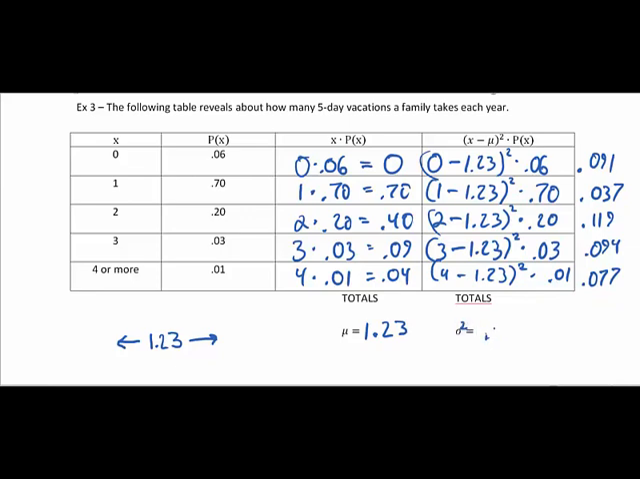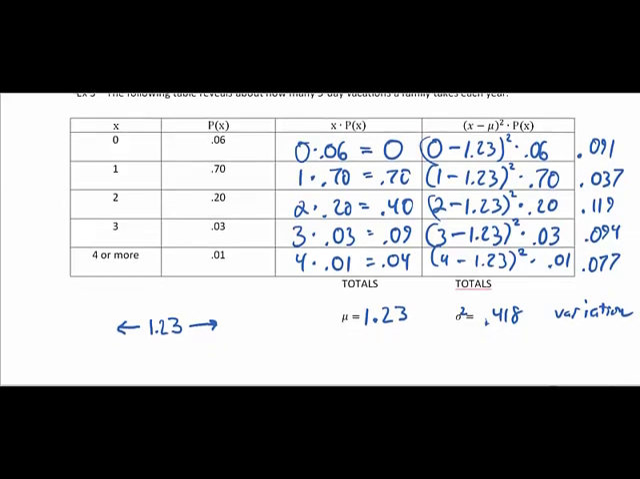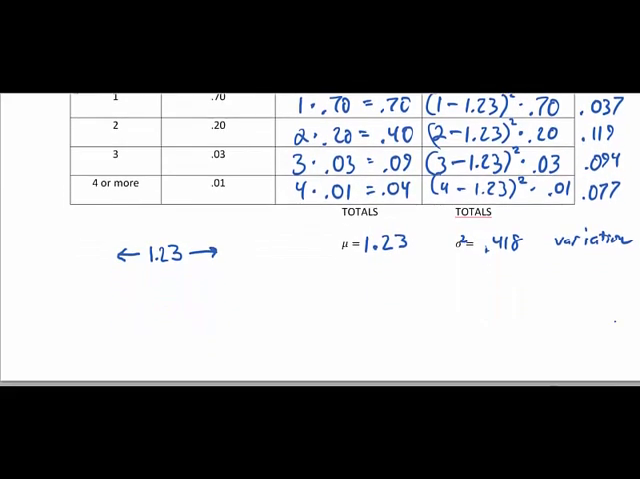Now, if you add all these up, you get an answer for sigma squared, lowercase sigma squared, 0.418, and that's my variation. And here's what's great, because what we can do next is take the square root of this. So take the square root of the sigma squared, which gives me just sigma. And then take the square root of the 0.418, which gives me 0.65. And this is my standard deviation.